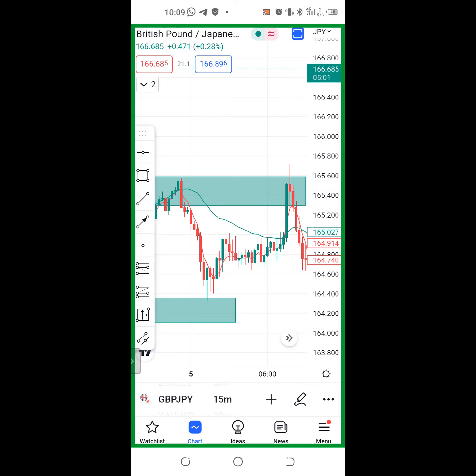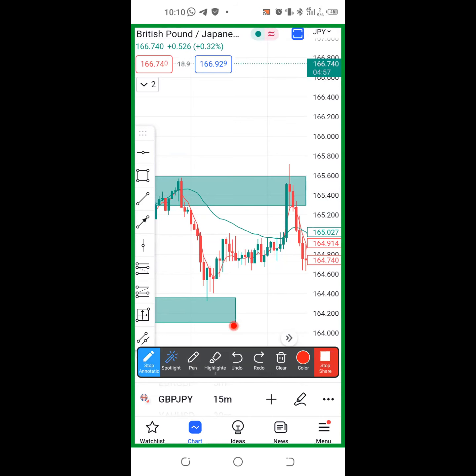And what happened after that? Let me show you what happened after that. Let's look at what happened. It got this high, and then later another green candle started from here. Guys, look at it. A green candle started from this place, and then went this high, and then what happened?